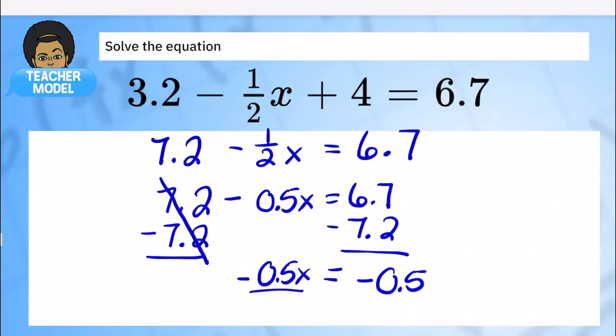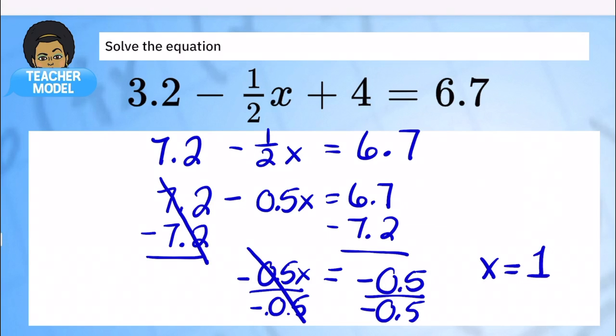So what's our last step? We're going to divide on both sides. And that's going to give us 1x on this side and 1 on the other. X is equal to 1. So kind of seems amazing, doesn't it? How can this possibly be true? So let's check our work.